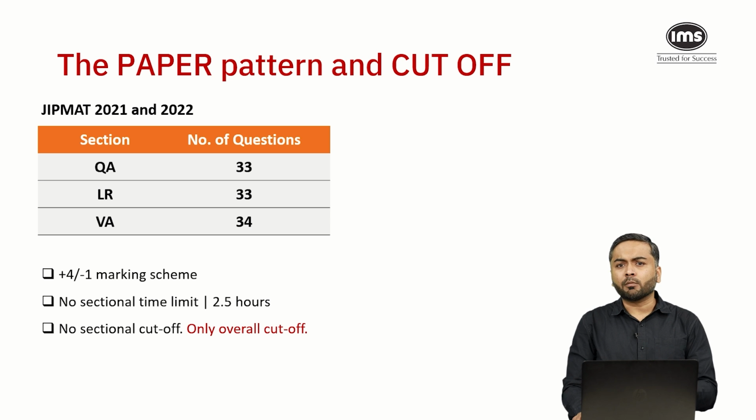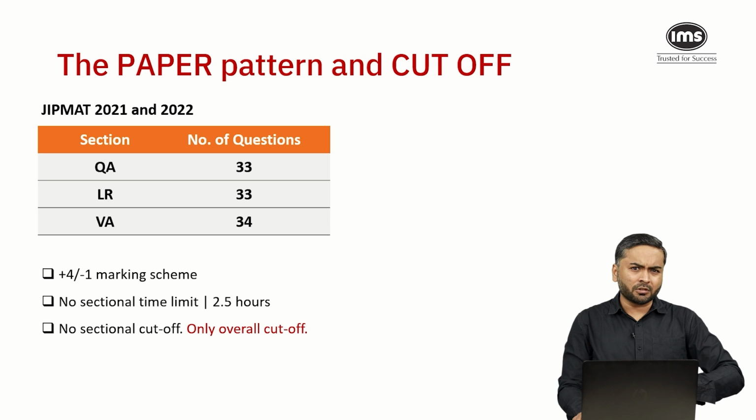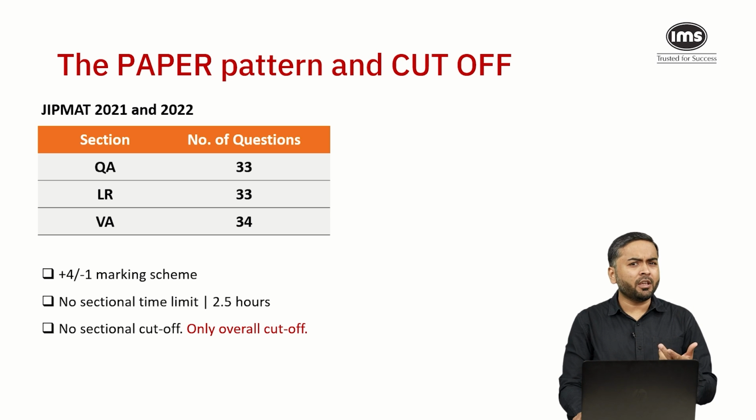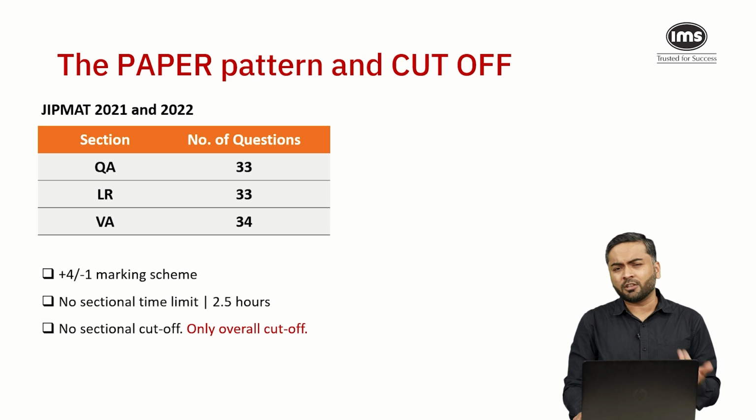However, IIM Jammu had said that there is a minimum of 50 marks that the student has to score in every section. Vis-a-vis, IIM Bodh Gaya had mentioned that in every section one should score at least 30 percentile. Okay, so there is no sectional cutoff, but there was a minimum benchmark that both the institutes, IIM Jammu and IIM Bodh Gaya, had mentioned.